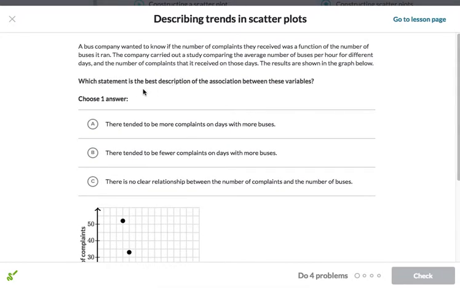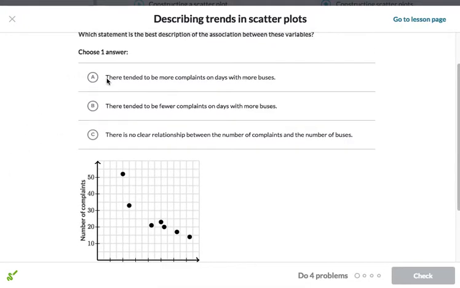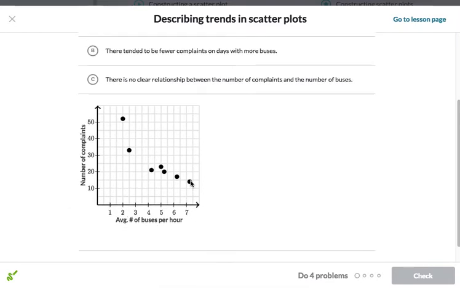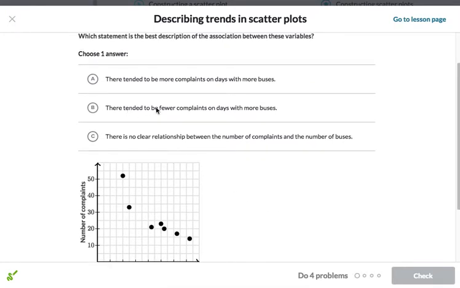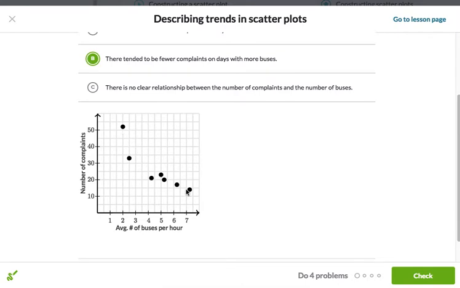It's asking us which statement is the best description of the association between these variables. The first one: there tended to be more complaints on days with more buses. Well, no, that's not true. The more buses you have, the fewer complaints you have. It's these data points down here. There tended to be fewer complaints on the days with more buses. Well, that's the one that's true. We can see clearly there is a reasonably linear association right here that points to there being fewer complaints on days where there are more buses per hour.